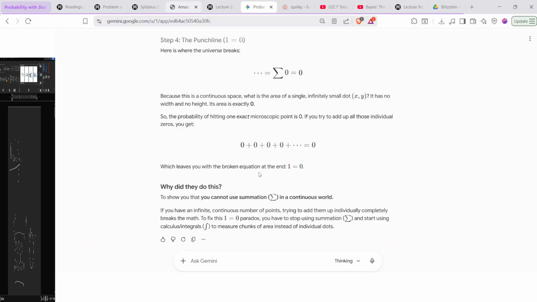This is so interesting, to show that you can use summation in a continuous world.